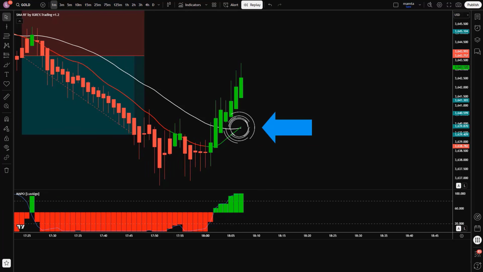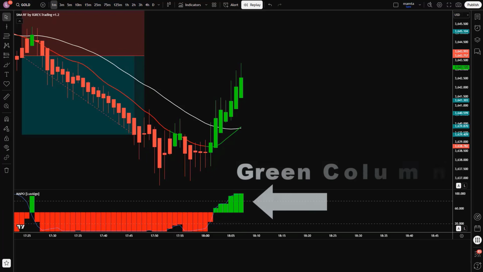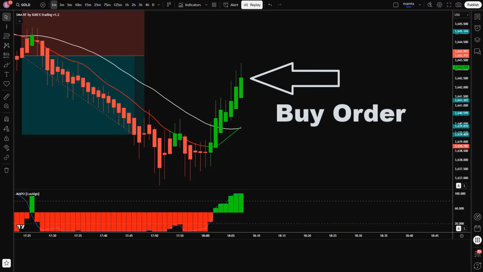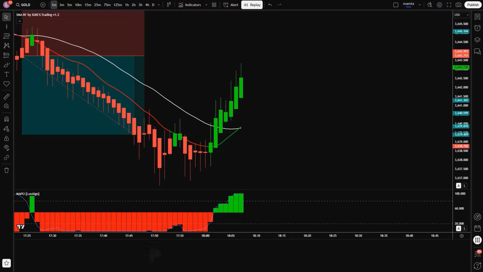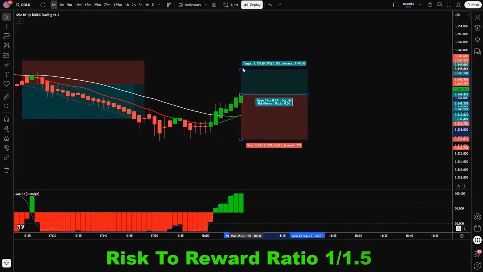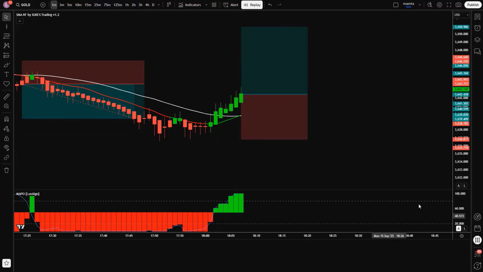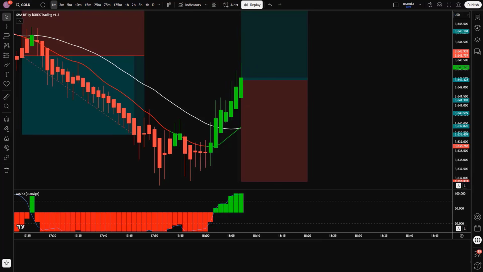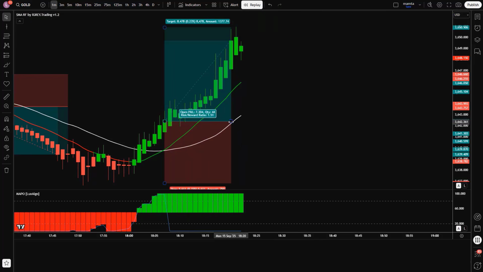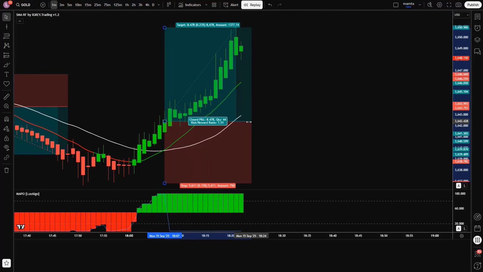Here the simple moving average indicator's MA line and regime MA line were crossed. Here the moving averages proximity oscillator indicator shows green color columns. Here the market has made a bullish candle to give confirmation. So all our conditions are fulfilled, and we are placing an order to buy. Our stop loss is the previous low of the market, and the risk to reward ratio will be 1:1.5. Let's see what happens to our trade. Our trade is running in profit. The market has completely hit the target.